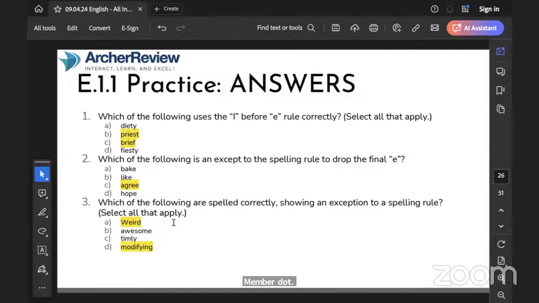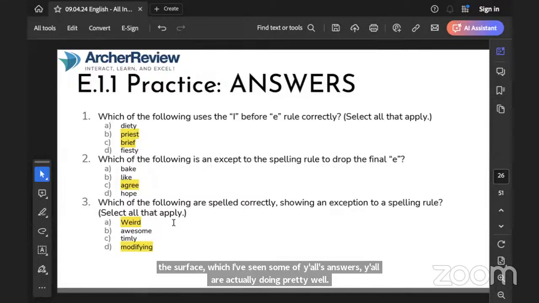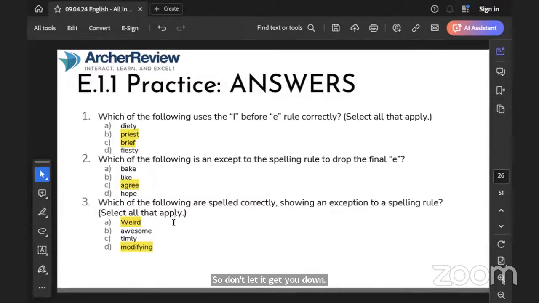You're welcome. Like I said, this is a lot, so don't feel discouraged. If you're feeling discouraged right now and you're like, oh my goodness, I'm not getting this, just think about this. In the last hour, you have probably learned a whole lot of spelling rules that you probably had never heard of. So if you're just skimming the surface, which I've seen some of y'all's answers, y'all are actually doing pretty well. So don't let it get you down. Just try to go back and look at the on-demand videos that do the deeper dive, and then note cards and study sheets for these exception words.